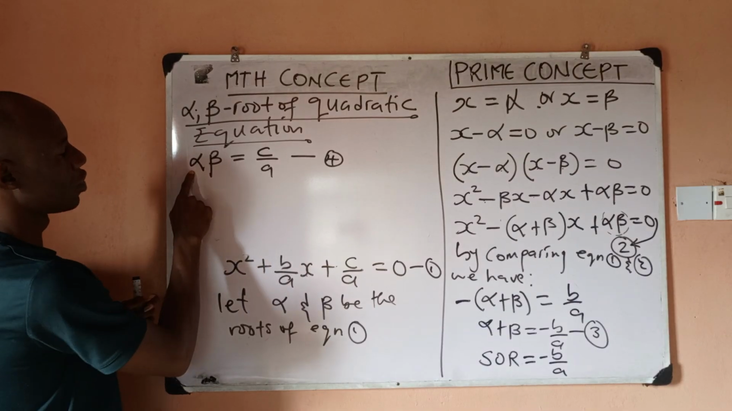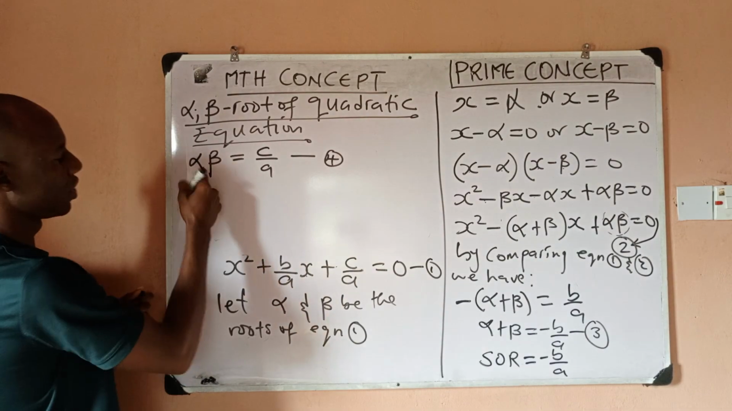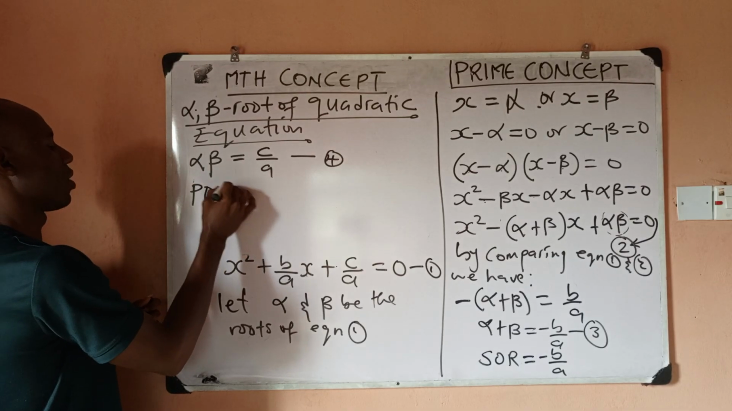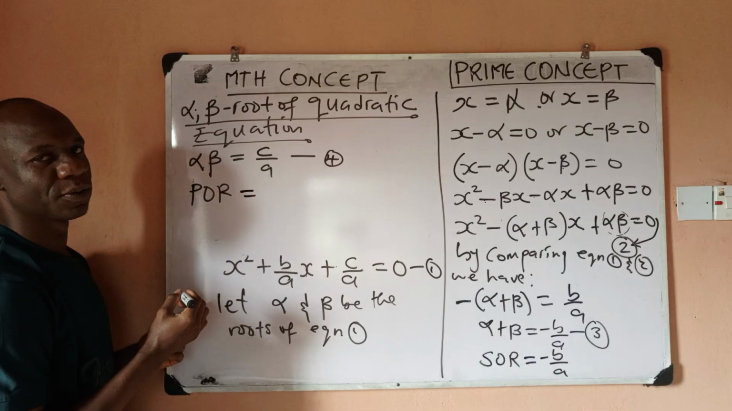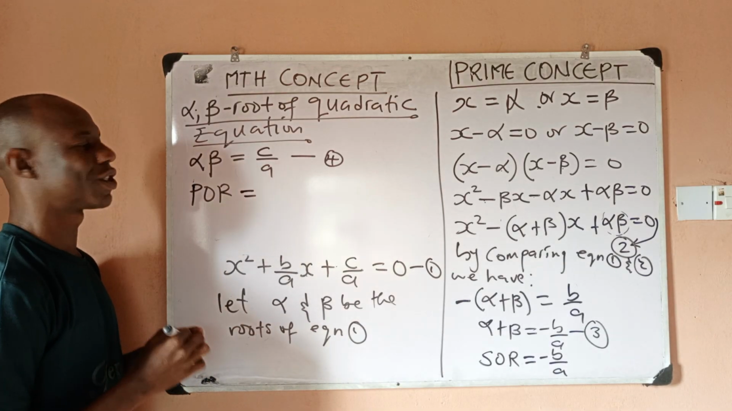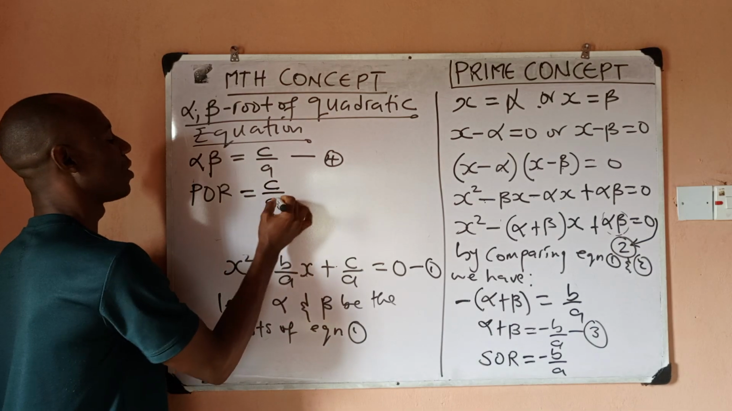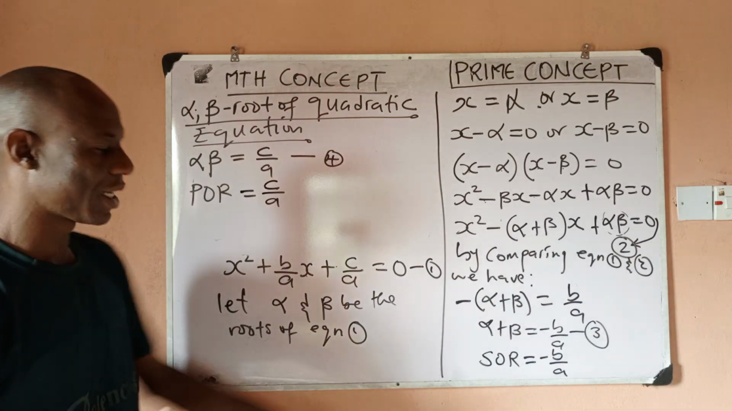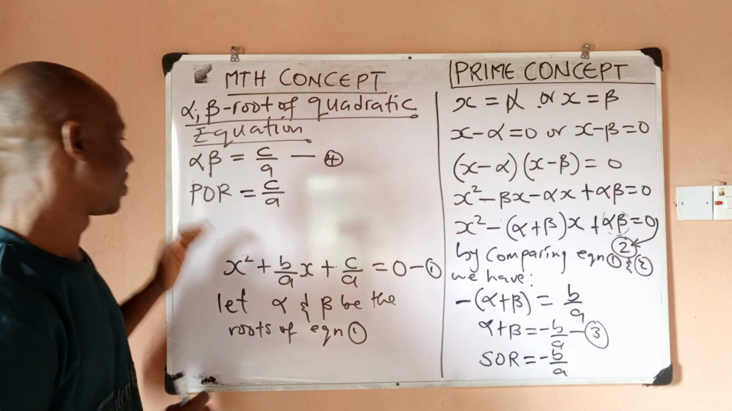Now in equation 4, you will notice that the two roots are multiplying each other. So this is called the product of roots, POR. If I ask you, what is the formula for the product of roots of a quadratic equation? You'd quickly say it is c over a. So never forget, sum of roots is minus b over a, and product of roots is c over a.